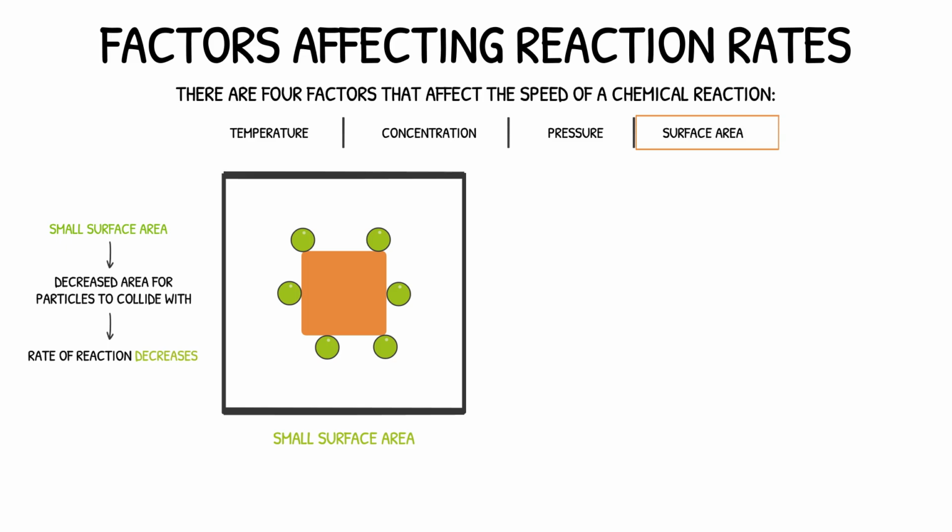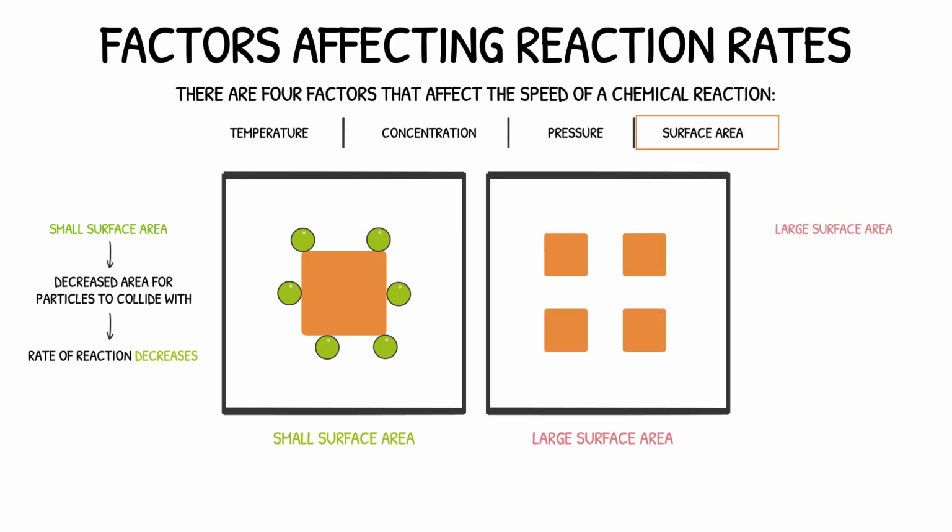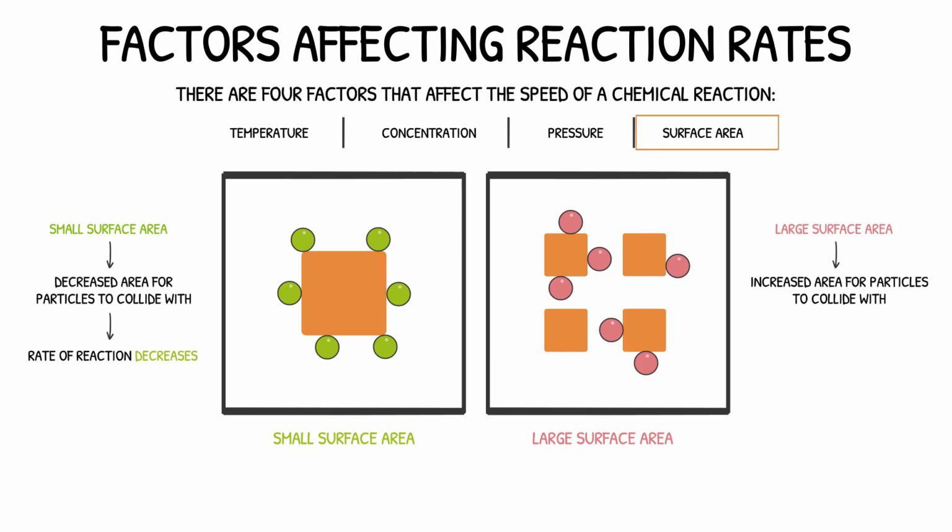What if we took the exact same square and divided it into 4? Now we have increased the amount of exposed area that is available for the other reactant particles to collide with, such as here, here, and here. Because the areas exposed to react has now increased, there is now more opportunity for successful collisions between reactant particles. Therefore, the rate of reaction is increased. The larger the surface area of the reactants, the faster the rate of reaction will be.